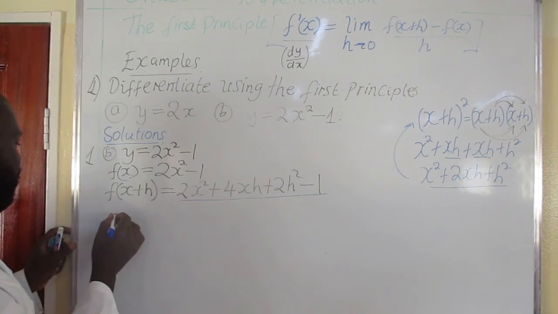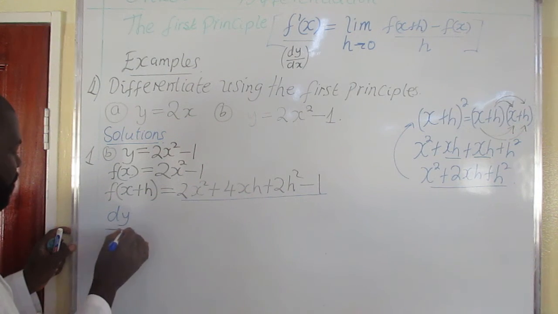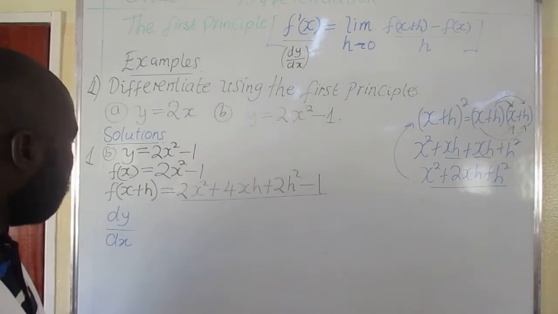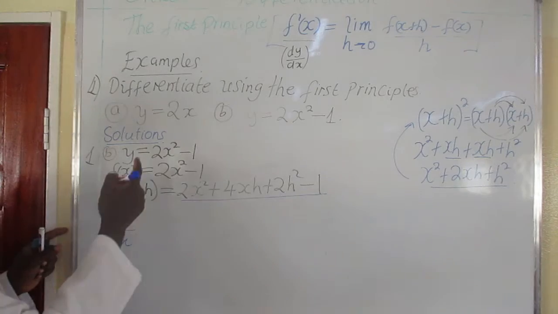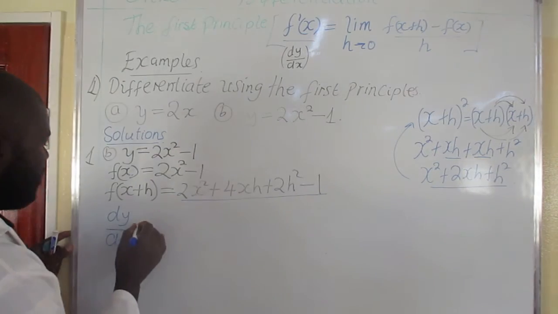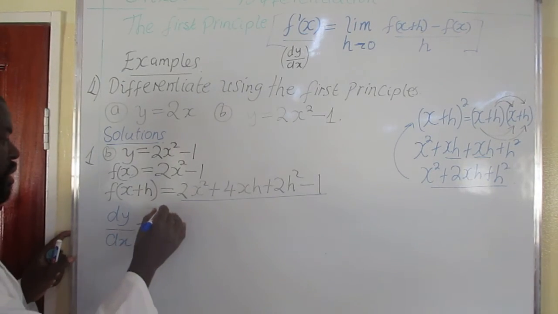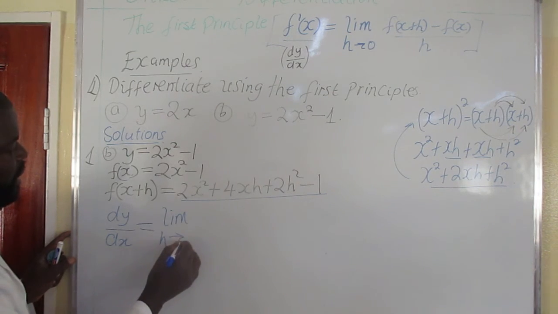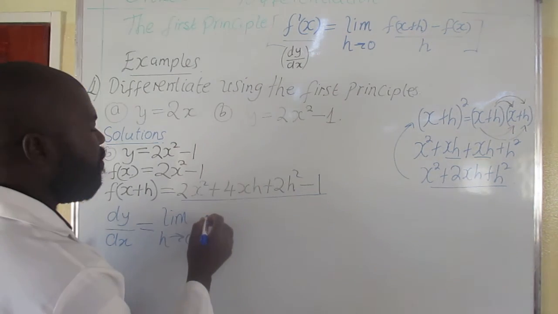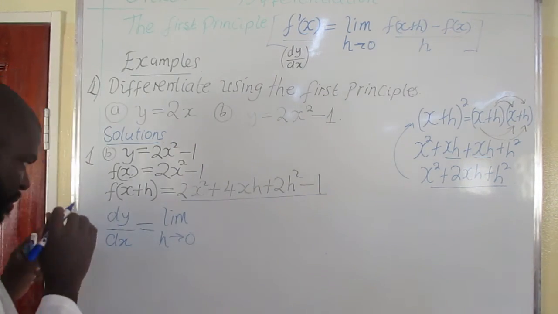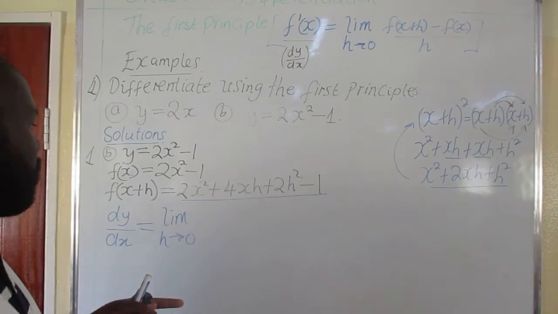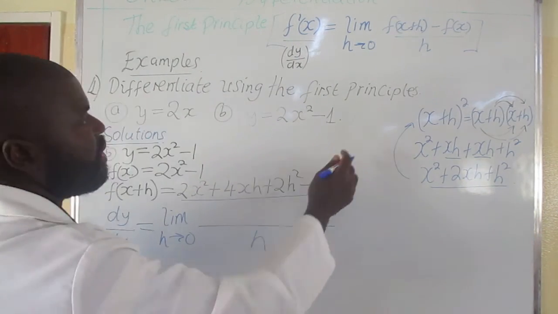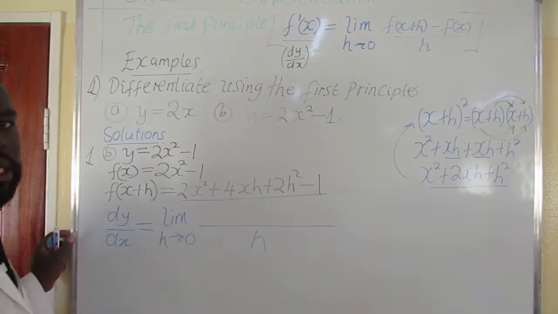Okay, so finally we have dy/dx. Let's now get the actual derivative of b. So we have dy/dx equal to the limit as h approaches 0 of... Now, we start the actual substitution. We have the numerator, and the denominator will be maintained as h.